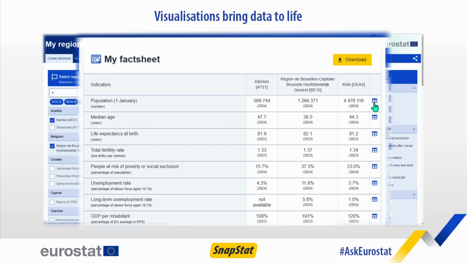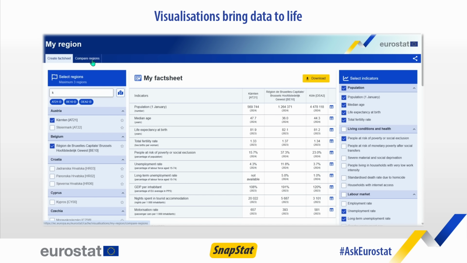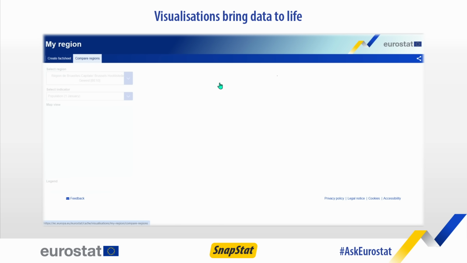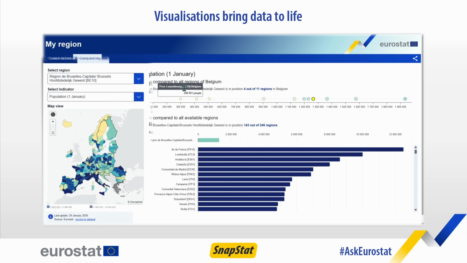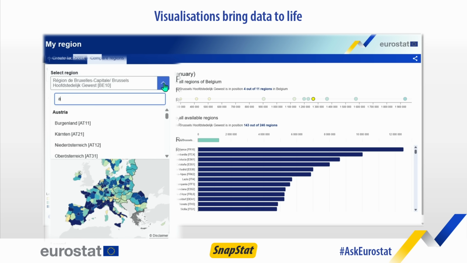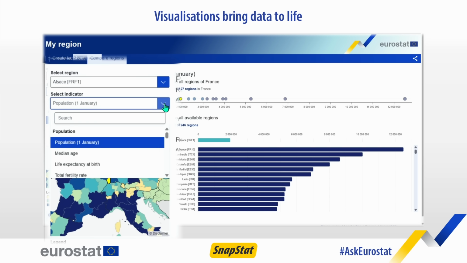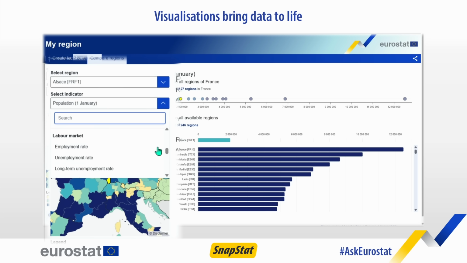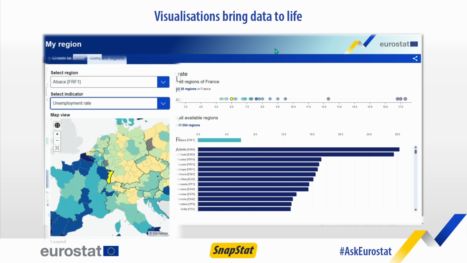Also, I have access to all the underlying data sources again by clicking on the table icon here at the last position of the table. The second possibility this tool offers is to compare your region, how your region ranks. To do so again, I will first proceed to select a region. In this case, I will select Alsace in France. And for example, I will select the unemployment rate as my indicator.